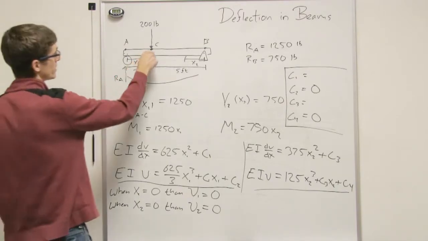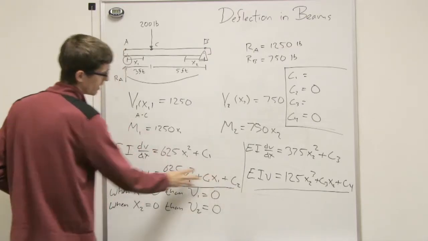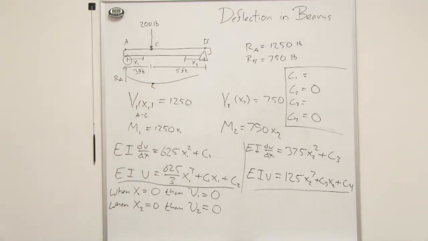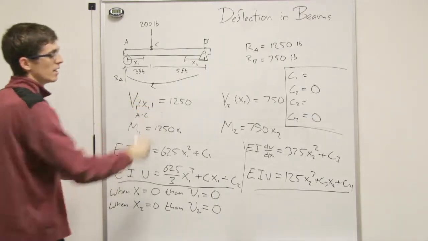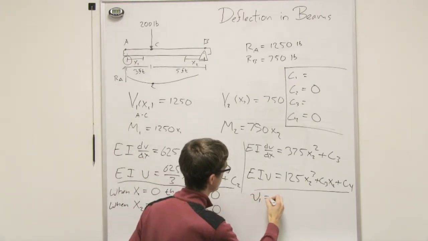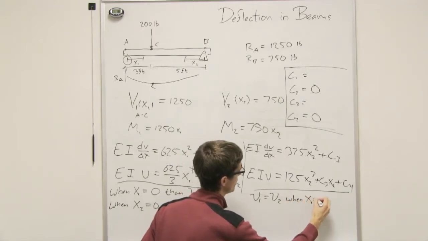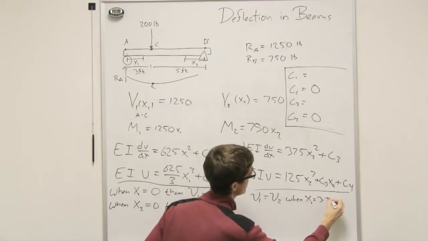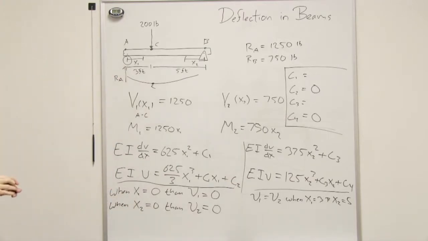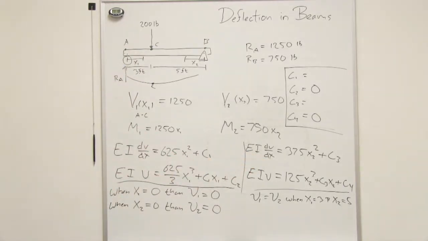So let's look at here. What's happening here at C? Well, we know that the deflection of the first equation, right here, at C, has to equal the deflection of the second equation at that point. So we know that they have to be equal. So V1 equals V2 when, I don't know, x1 equals, what is it, 3, and x2 equals 5. Good. So that gives us an equation. We can put these 2 equations equal to each other, and that'll help.